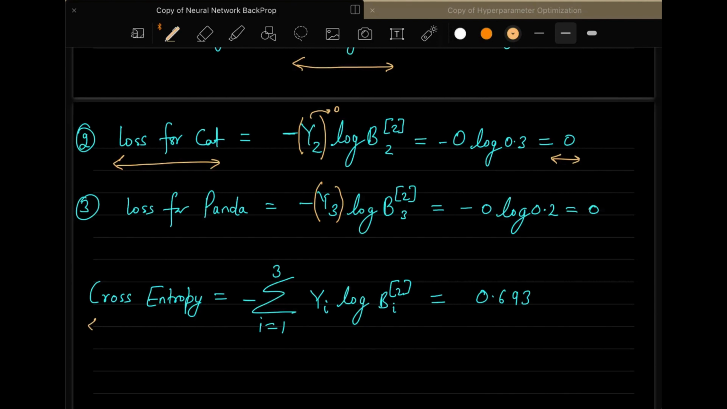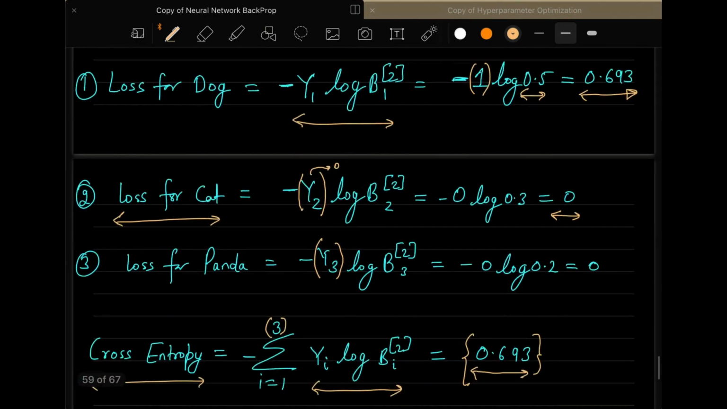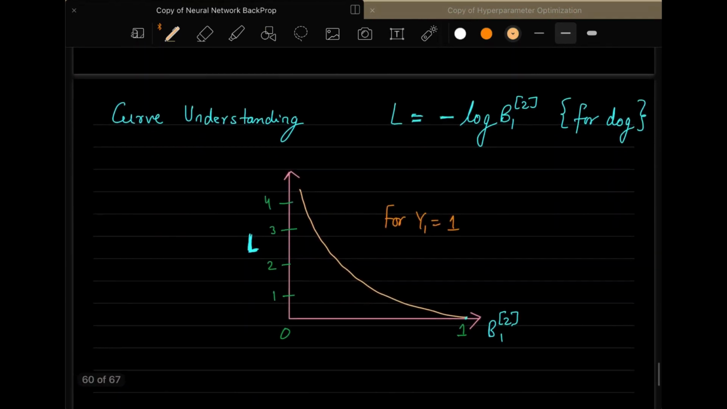So the total loss that you will calculate for all the classes will be minus summation i running from 1 to q, where q is 3, of y log of b2 i, and this value will be 0.693. This is the loss that is incurred, and you have to reduce this loss during the back propagation. Okay, if this is okay, as it is simple, there is no problem in understanding it.